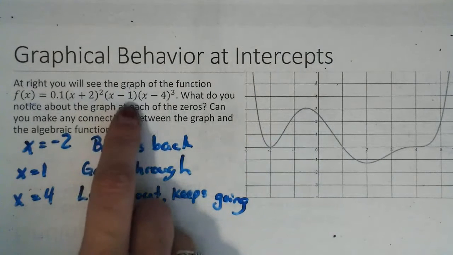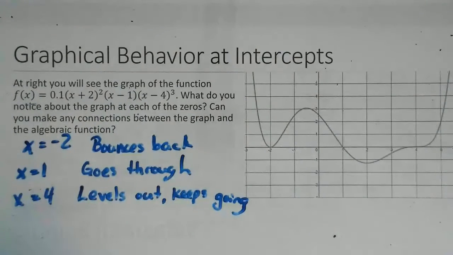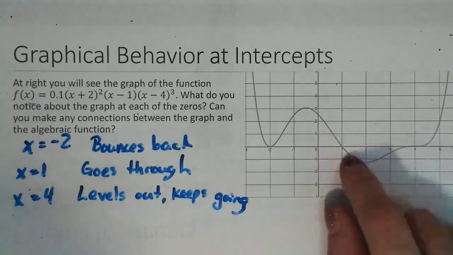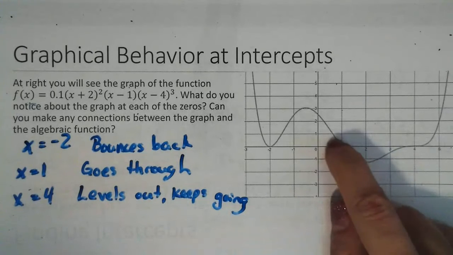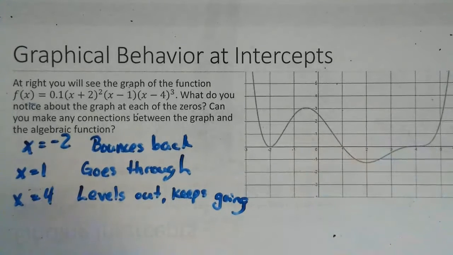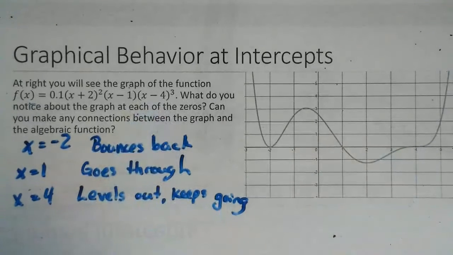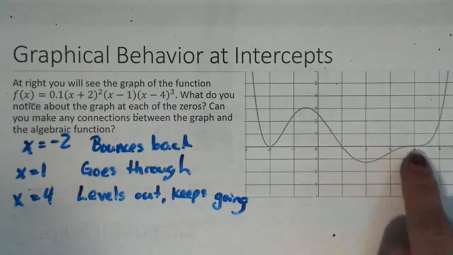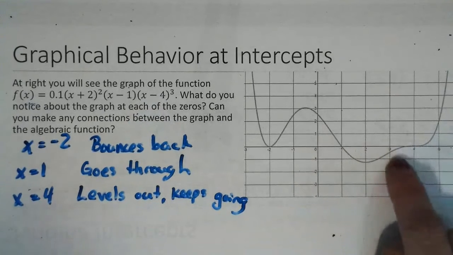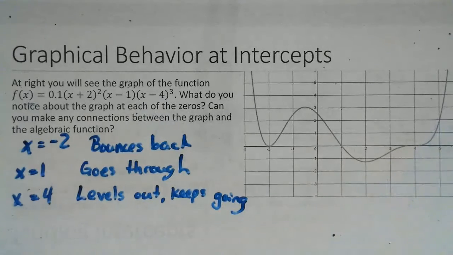This middle term, x minus 1, is just raised to the first power. We went straight through, kind of like a line. In a line, we go straight through stuff. In our last term here, we're looking at x minus 4 cubed. So that's raised to the third power. We got that it leveled off at our 0 and kept going on, like an x cubed graph does.